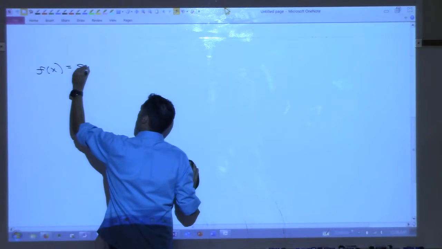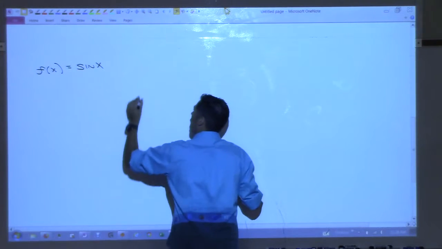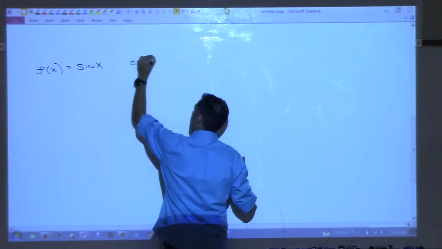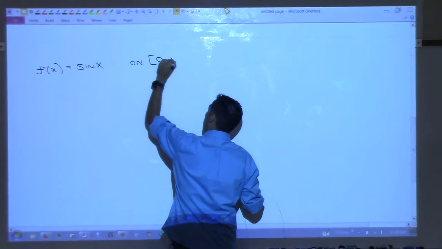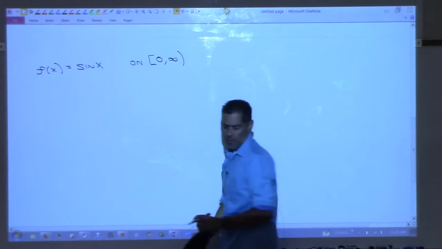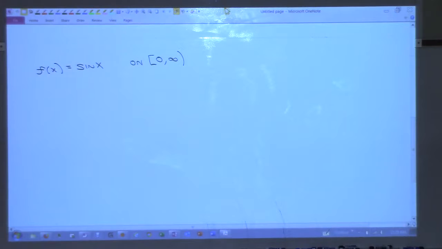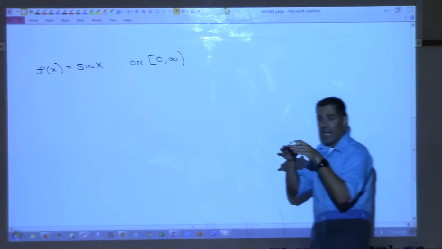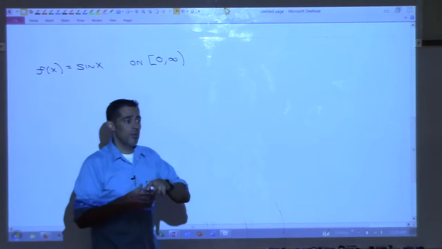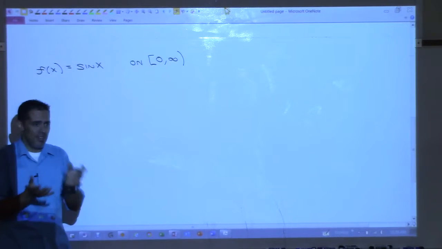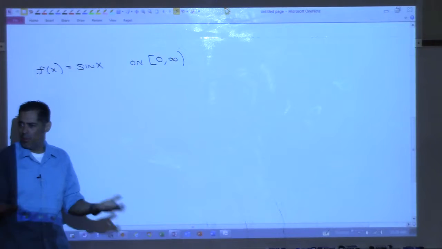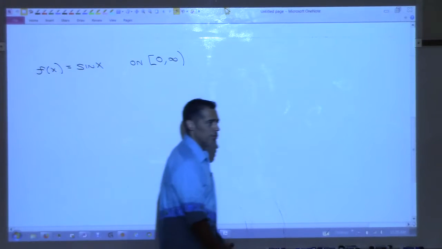I want us to look at the function sine x, and let's do it on the interval 0 to infinity. So just think about this first. Does anyone have a conjecture as to what you think the answer is going to be? Do you think it's going to converge to some answer? Or do you think it's going to diverge, which means that the area is not headed towards a fixed number? What do y'all think?